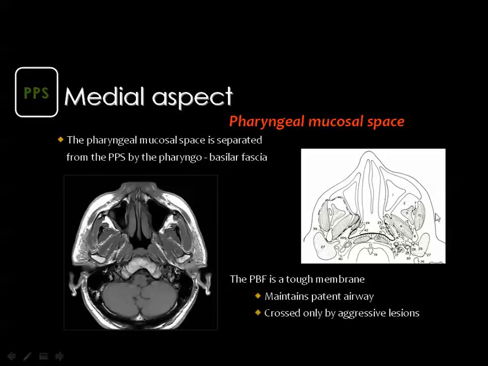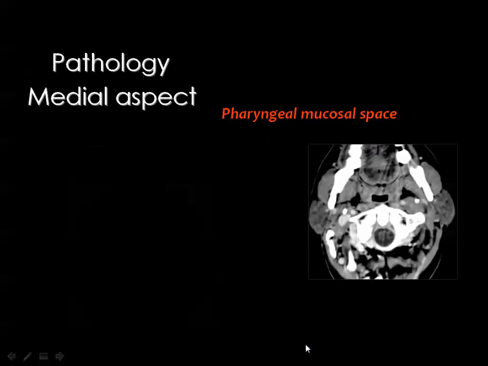The medial aspect is known as the pharyngeal mucosal space, which is formed by the pharyngeal mucosa and a membrane which is known as the pharyngobasilar fascia. The pharyngobasilar fascia is a tough membrane that protects the area of the parapharyngeal space as well as the deep soft tissues from any infection or lesions coming from the pharynx to extend deep. But this membrane is not that tight. It can be crossed by aggressive lesions, whether infection or neoplasms.